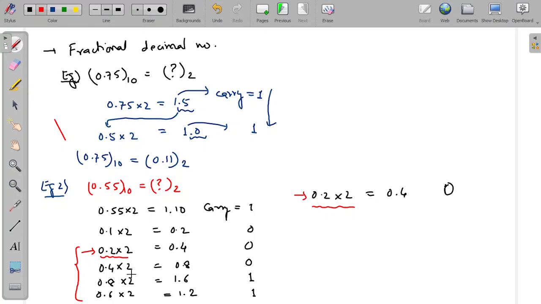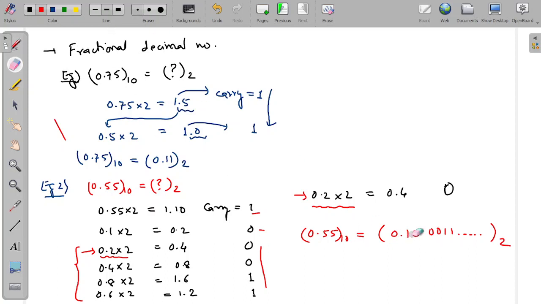Okay, so we can do one thing. Either we can stop here or we can keep doing the calculation. But there's no point in continuing from here. So we can write that 0.55 in decimal is actually equal to 0.10 0 0 1 1, and then 0 0 1 1 0 0 1 1, and it will keep on repeating like this in binary.